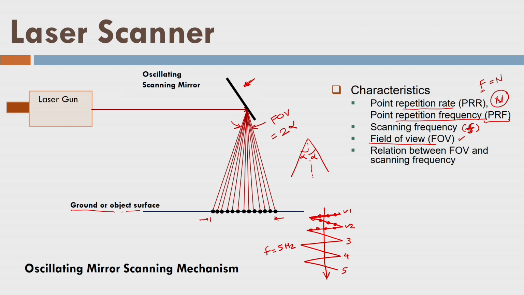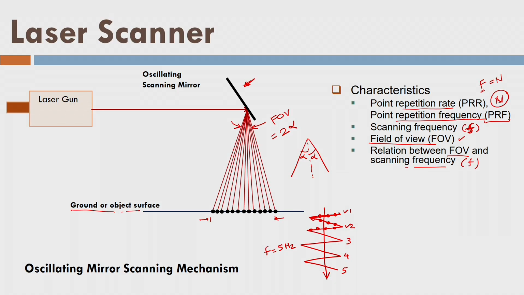Then what is the relationship between FOV and the scanning frequency f? If this is my FOV, and within it a mirror is oscillating like this in order to divert the pulses, then if this FOV is larger, the mirror has to travel more distance, right? Since we have limited power in the instrument, if my FOV is larger, the mirror travels a greater angular distance, and as a result I will not have a higher scanning frequency. That means if a mirror has to travel a long distance, it will do so fewer times.